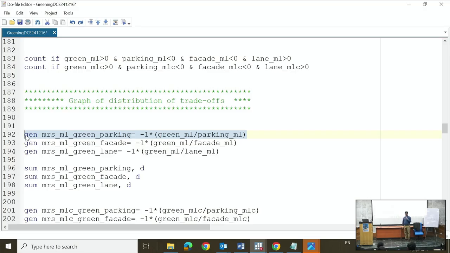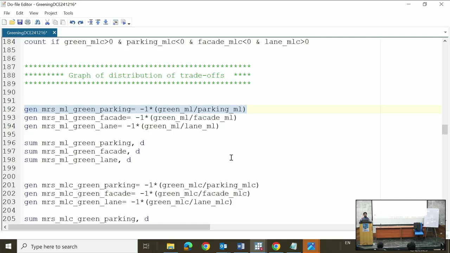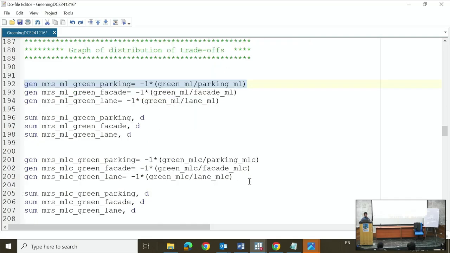For those of you who are very good at microeconomics, these are elasticities. So I am calculating the elasticity of substitution between greening and parking space. And the next one is between greening and facade space. And then the last one is a substitution between greening and presence or absence of road lane reduction. Those are for those that come from the model without correlation. Then these are those that come from the model with correlation.